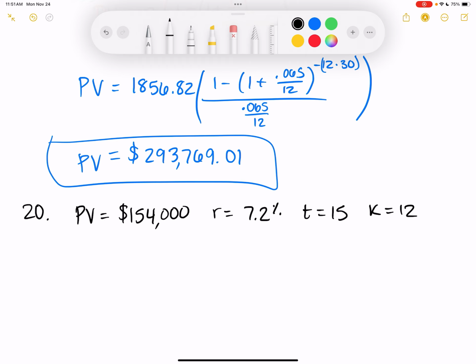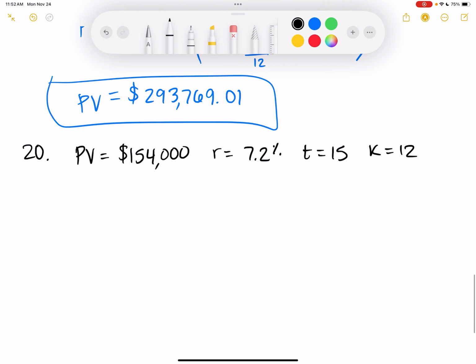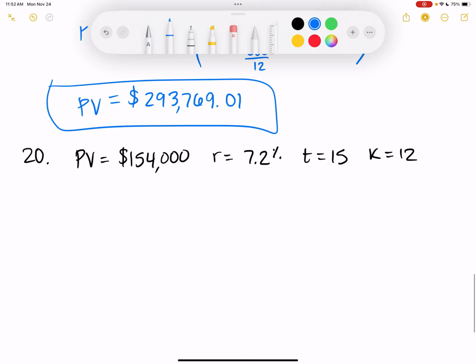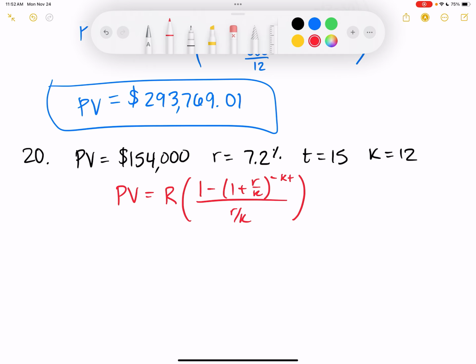So we can't put this in the calc. Solving for big R, we just gotta move this stuff around. PV equals big R times 1 minus 1 plus r over K raised to the negative KT over r over K. So if I want to get R by itself, divide both sides by that and then multiply by PV.